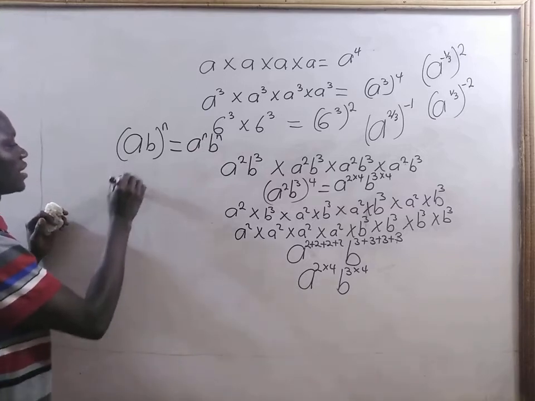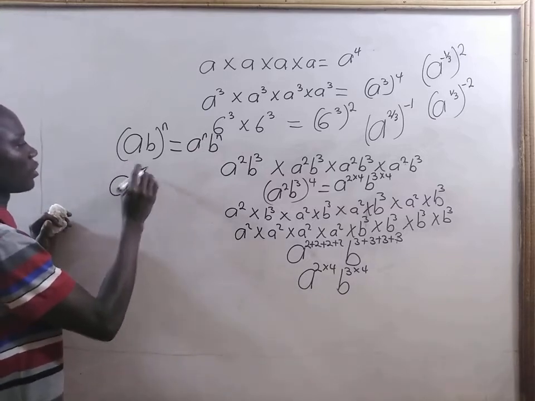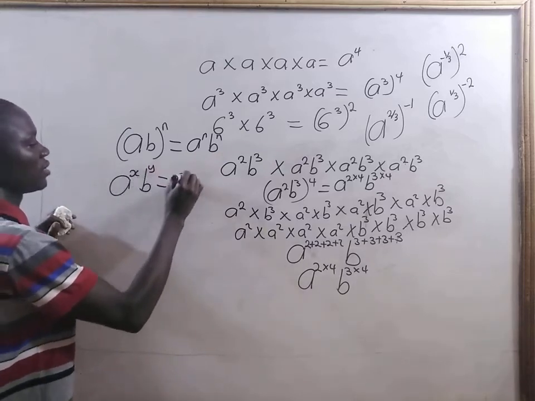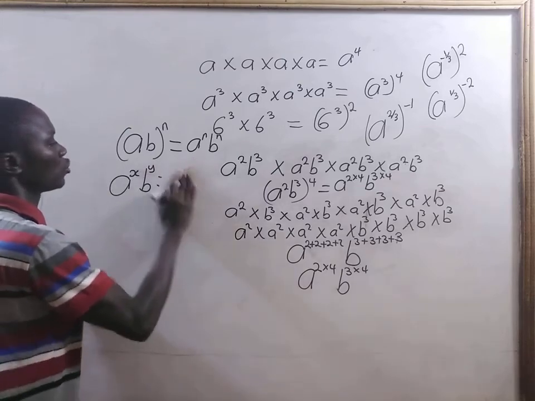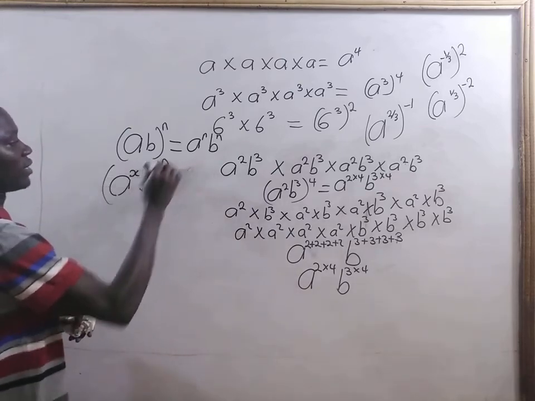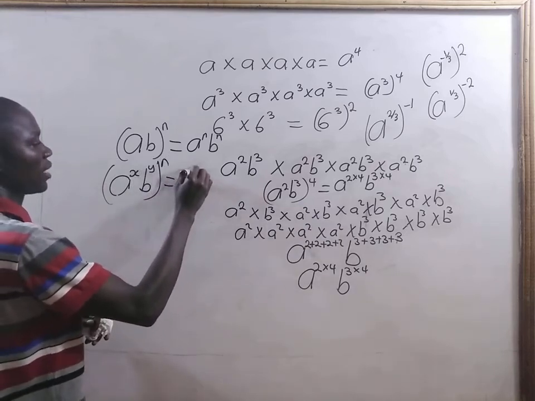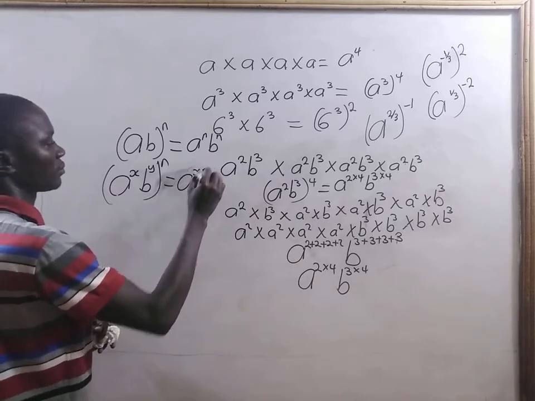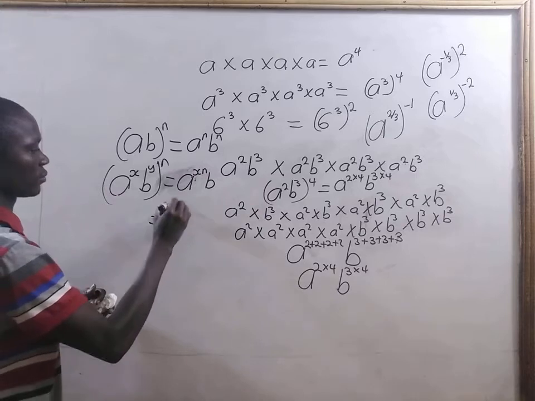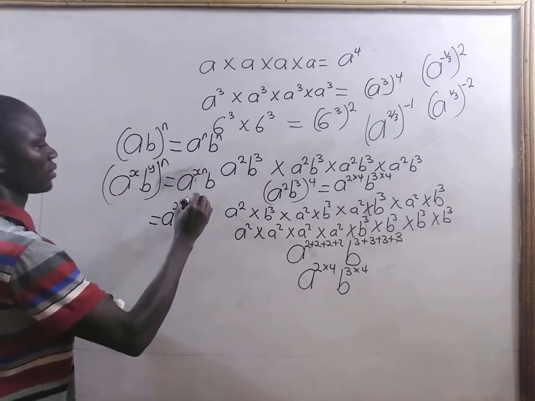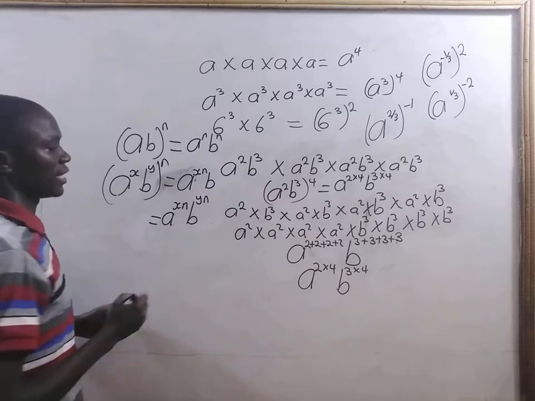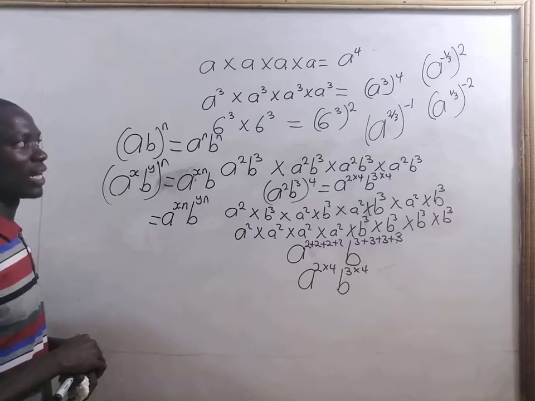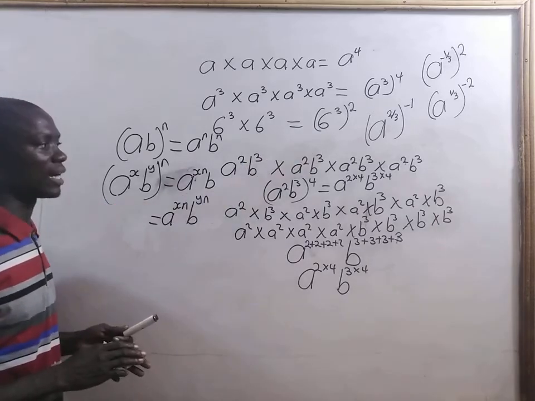That is, if I have, let's say, a power x times b power y, all raised to the power n, then I'll have a power x times n times b power y times n. Wow. Very, very simple as that. So now let us use this one to break this down.